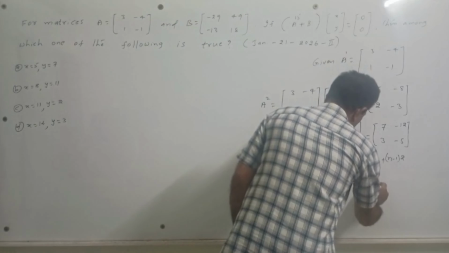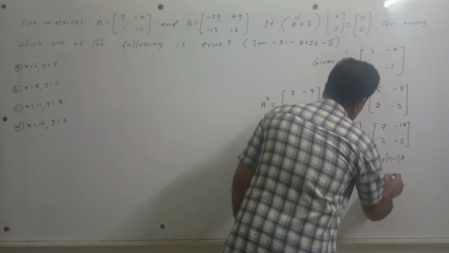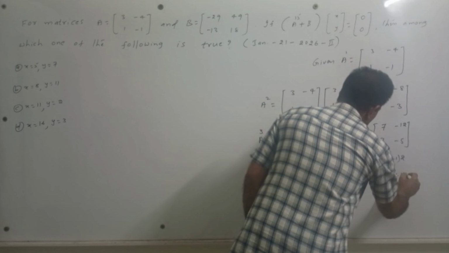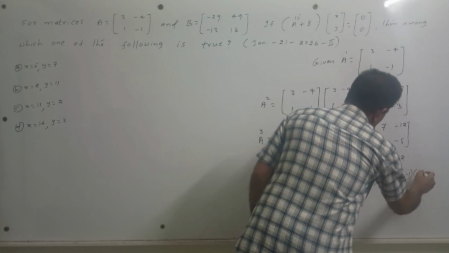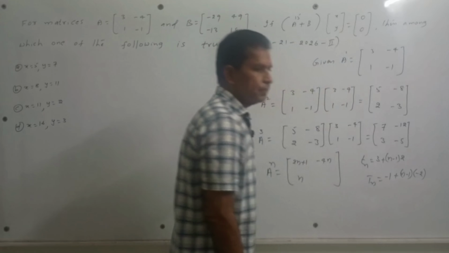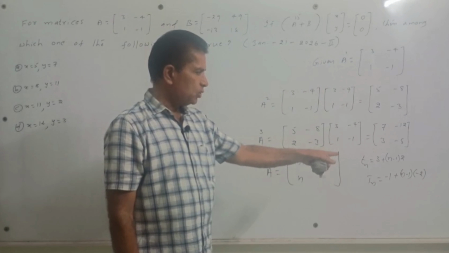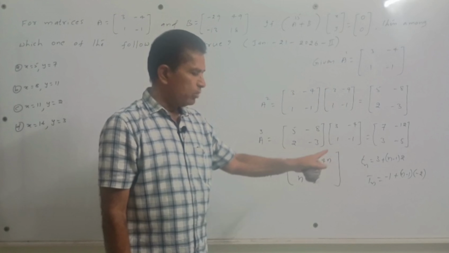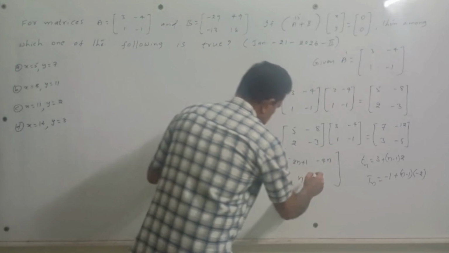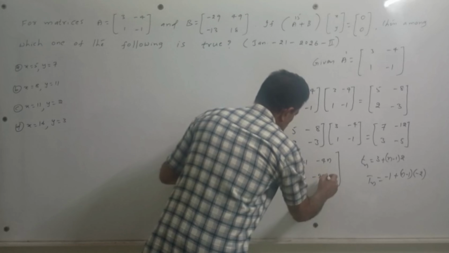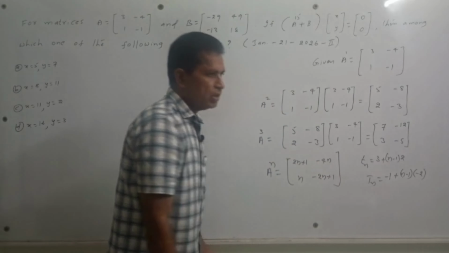So what is the nth term? Tn is equal to a plus n minus 1 into common difference, which is minus 2. Opening that bracket, it is minus 2n plus 2 minus 1. That becomes minus 2n plus 1. That is the last element.